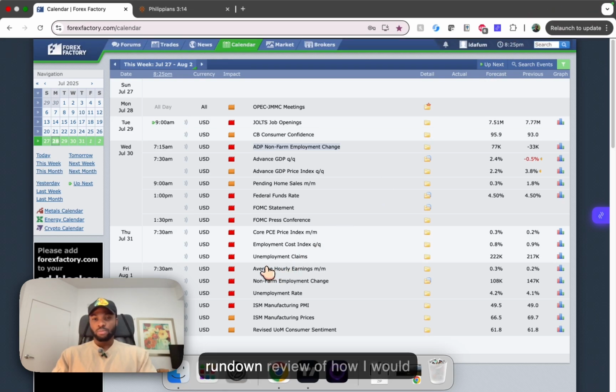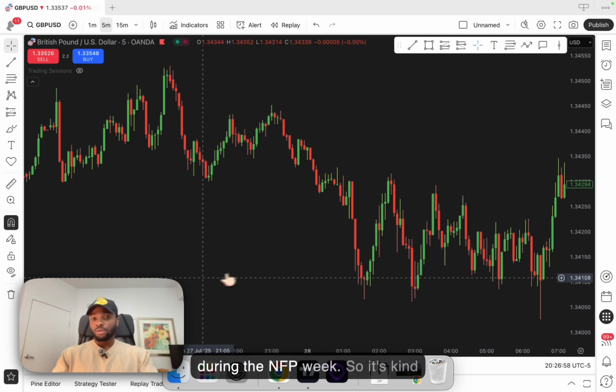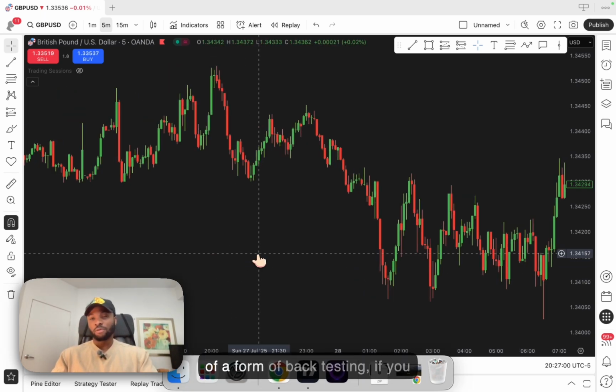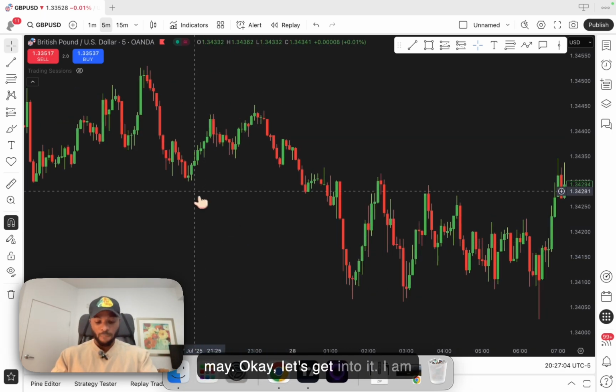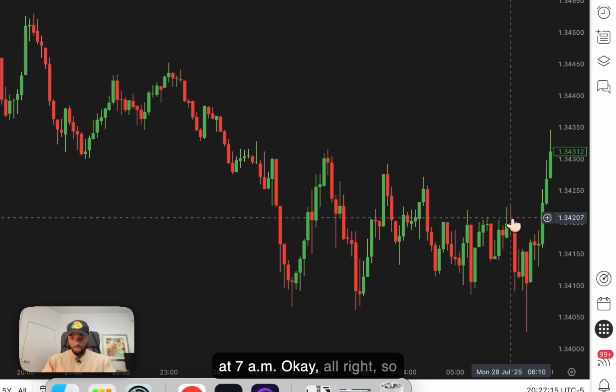I'm just going to do a rundown, a review of how I would have traded the market. So let's just hop onto the charts and see what could have potentially happened, following my strategy if I traded during an NFP week. So it's kind of a form of backtesting, if you may. Okay, let's get into it. I will start at 7 a.m.